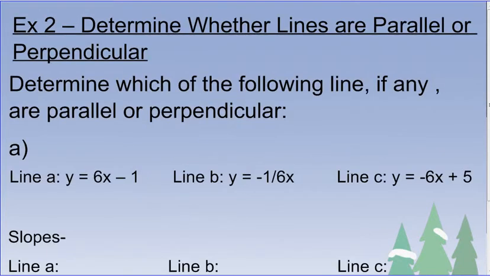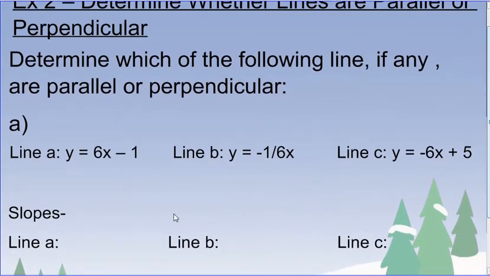Here is example 2. It says we want to determine which of the following lines, if any, are parallel or perpendicular. So let's start with finding our slopes. Now, the one thing we didn't talk about yet is how can you tell if two lines are perpendicular? We said that it means that they cross to form right angles, but what does that mean as far as their slopes go?